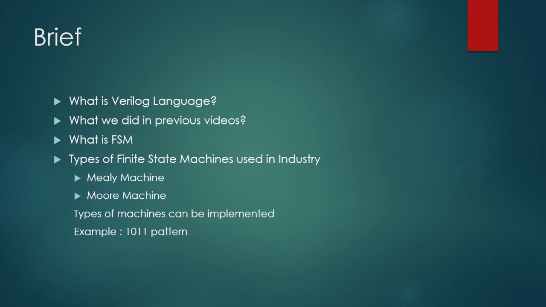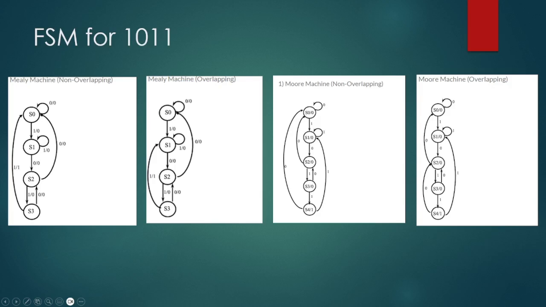FSMs can be represented in several ways like state diagrams, state tables, flowcharts/pseudocode. In this video we are using state diagrams. Let's start FSM with simple pattern 1011 both in Mealy and Moore machine state diagrams. Here are the state diagrams for Mealy and Moore for pattern 1011.